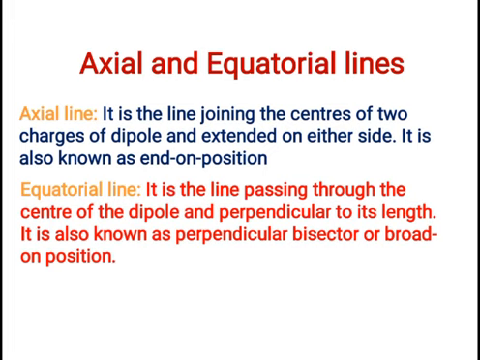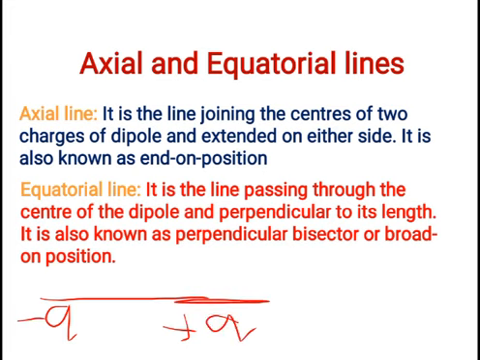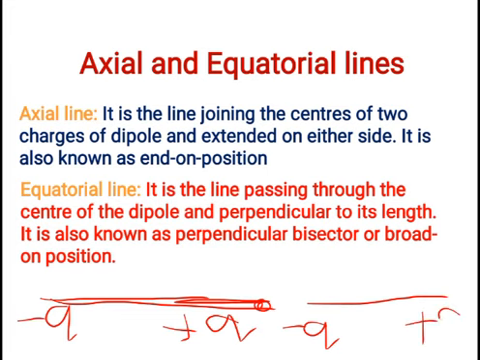So exactly what is the meaning of this? Suppose we consider one dipole, having a negative and a positive charge. If the same dipole line is extended, then this is called the axial line. The line which is passing through the center of the dipole, between the positive and negative charge, okay. If an imaginary line is passing through the center of the dipole, then that line is called the equatorial line.